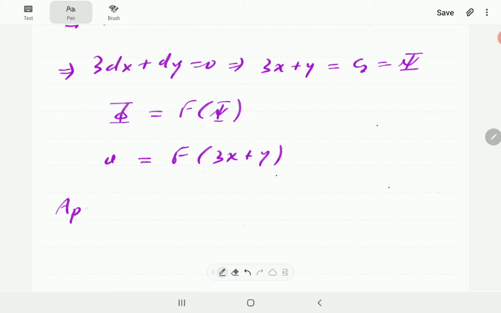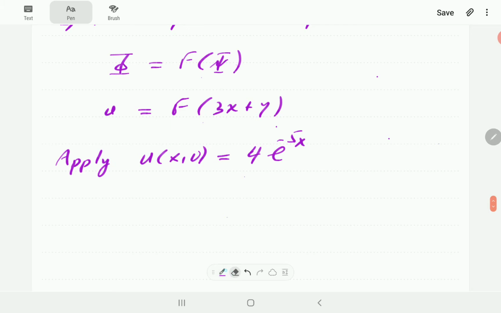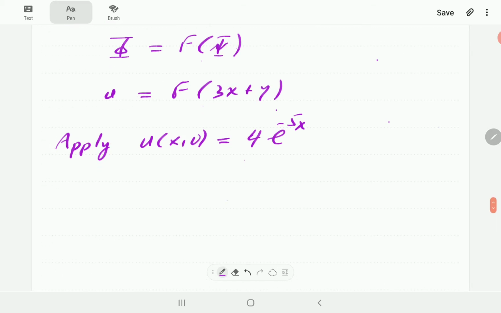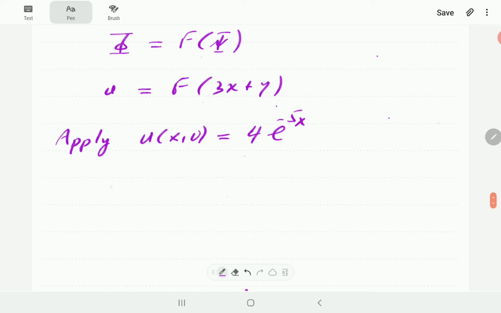Then we are going to apply the Cauchy data. So when y is equal to 0, u is equal to 4e to the minus 5x. So that means we're going to plug y is 0 in here. So we're going to have f of 3x is equal to 4e to the minus 5x.